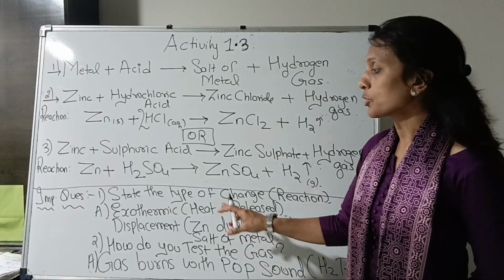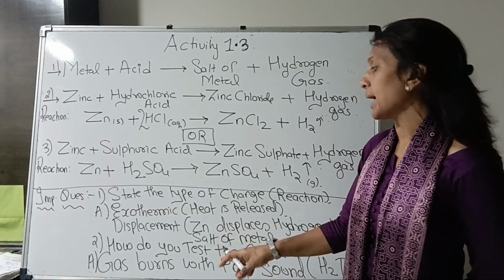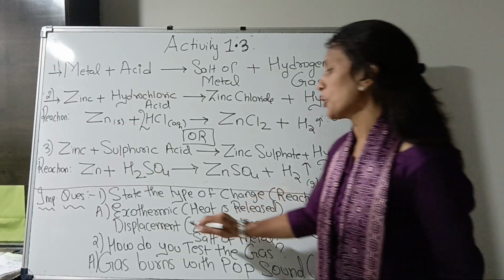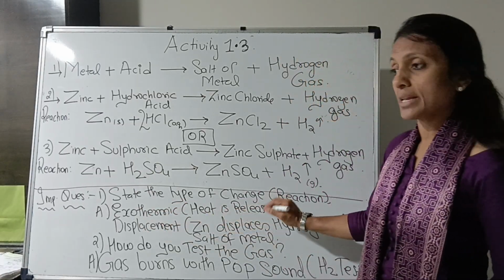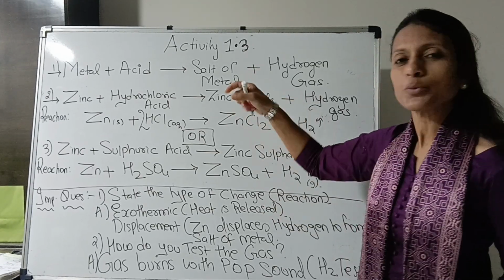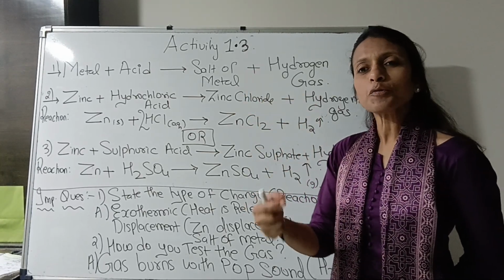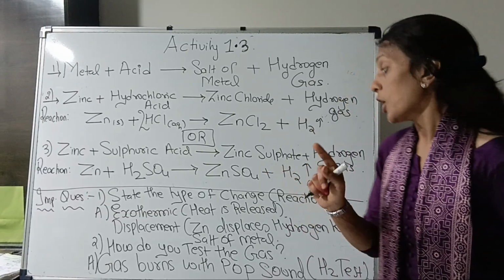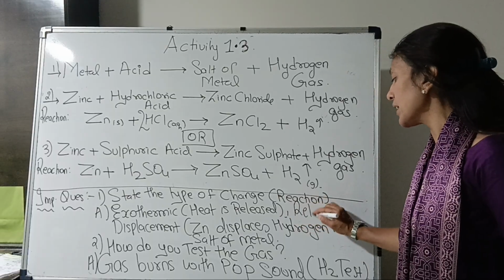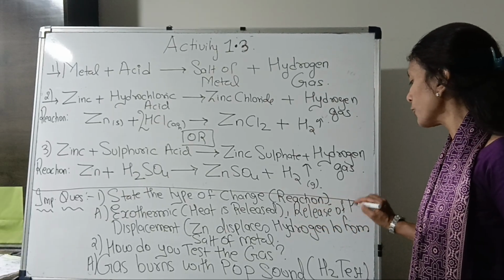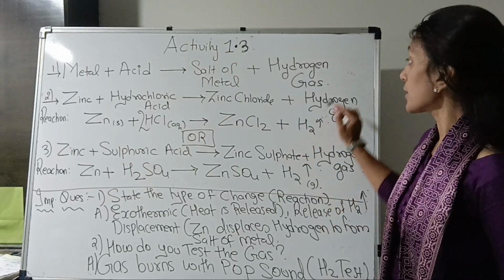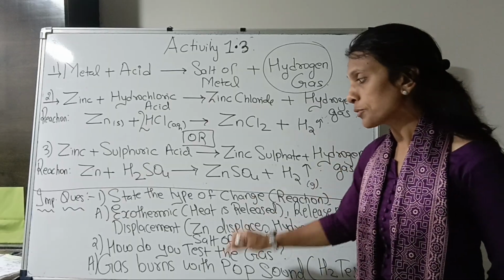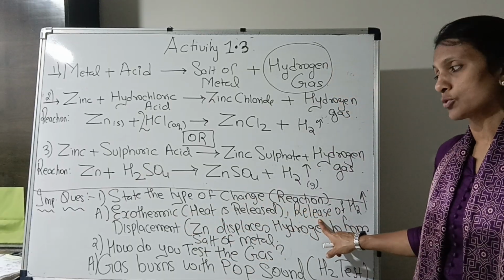Now, the most important questions which can be asked from this activity are: what is the type of change you see during this reaction? So first of all, it is an exothermic reaction, heat is released. Once this reaction is done, if you touch the test tube from the outer side, you feel that the test tube has become warm. This shows that the reaction is exothermic. Along with that, we can also say there is a release of hydrogen gas. This hydrogen gas released becomes the most important part of this reaction. So don't forget, it is exothermic and it releases hydrogen gas.